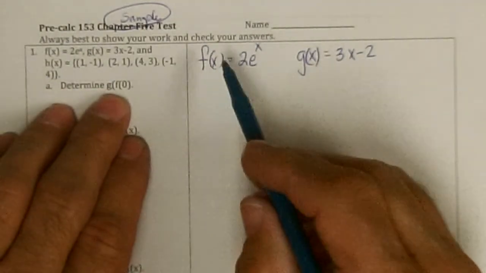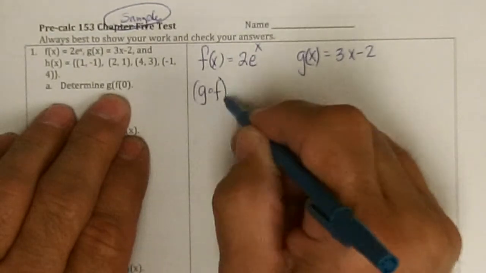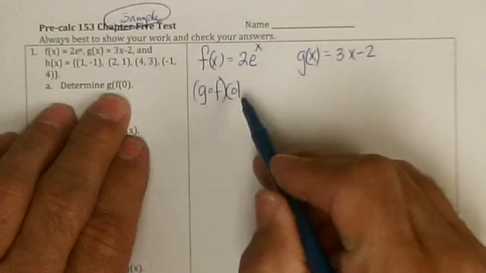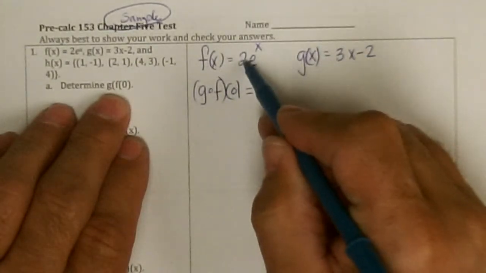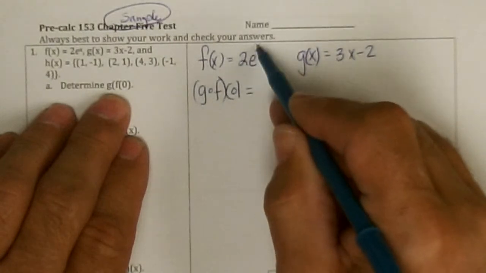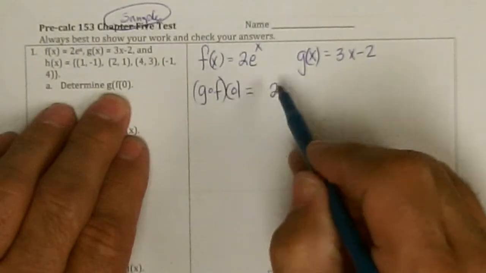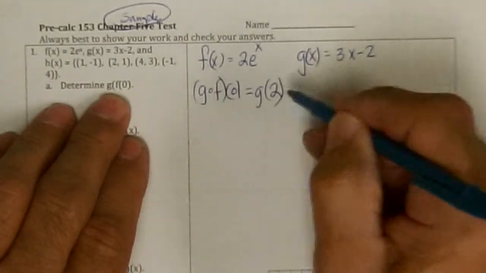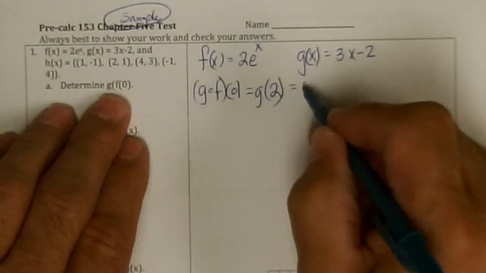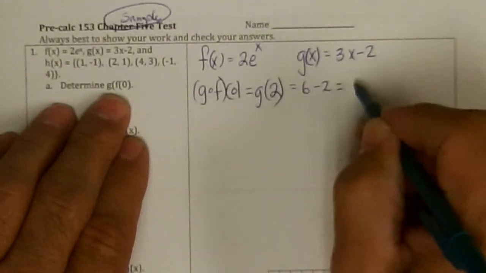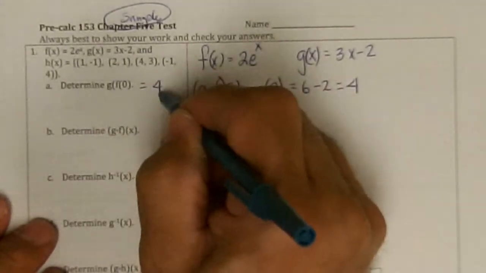So g of f of 0 could also be written this way. So I got to put 0 into f. So I'm going to have 2e to the 0. E to the 0 is 1 times 2 is 2. So the f of 0 is 2, and then I got to take g of that. So I put 2 into here, and I get 6 minus 2, which is 4. So this answer is 4.